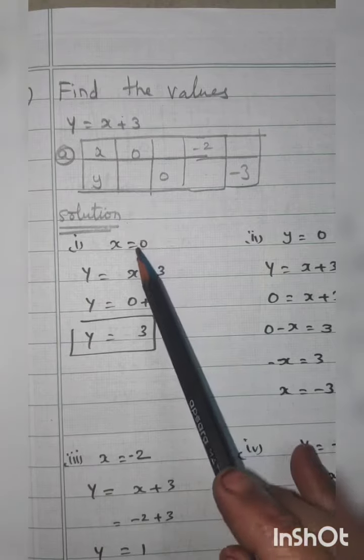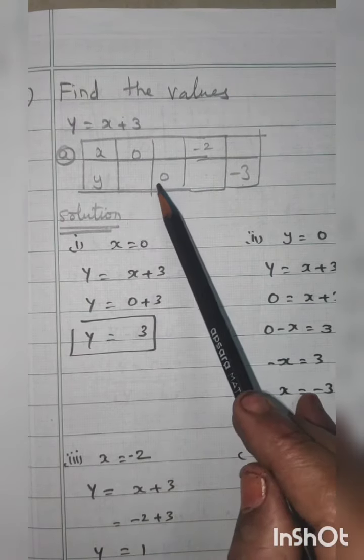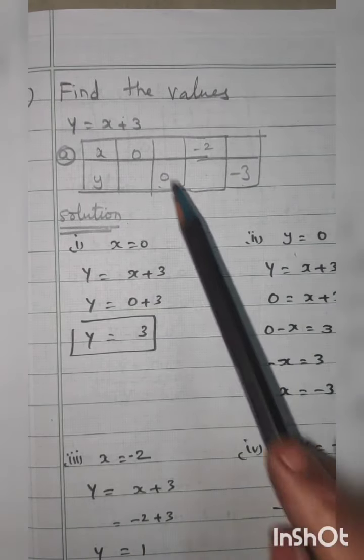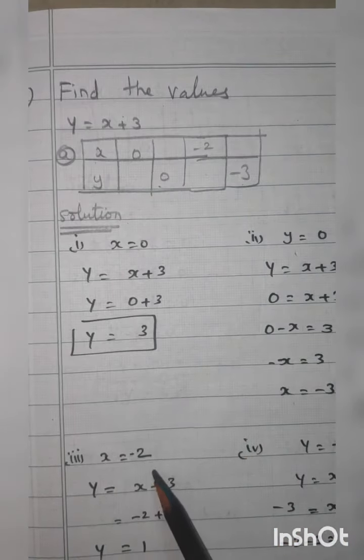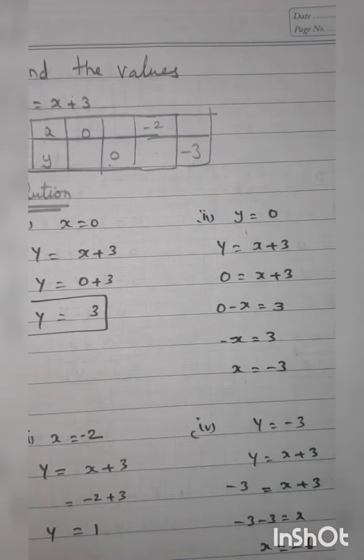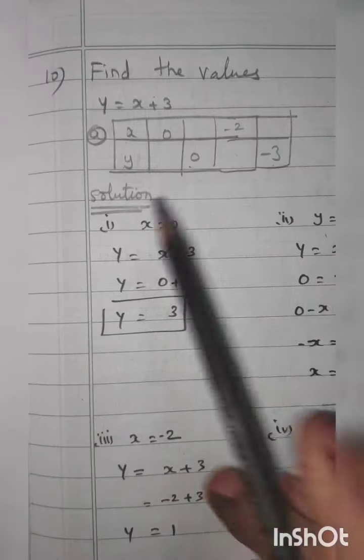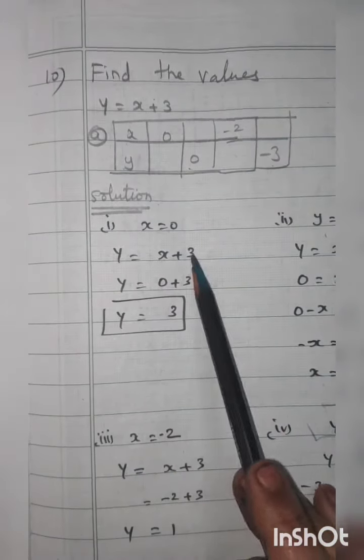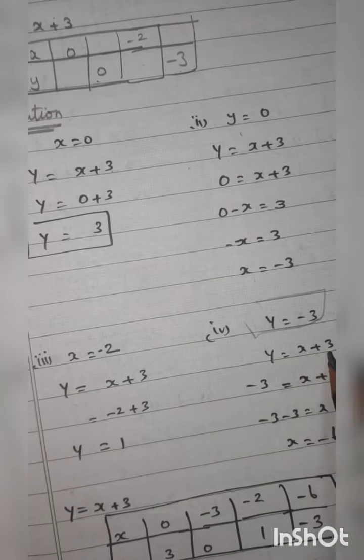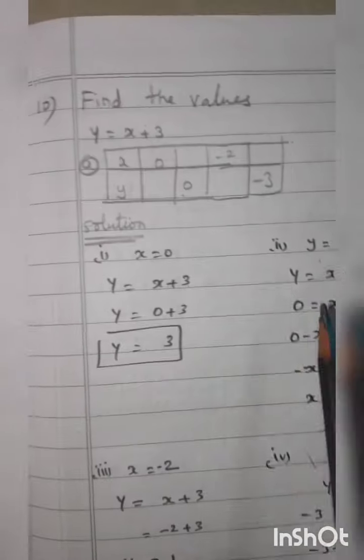First x value equal to 0. First question. Second question y equal to 0. Third question x equal to minus 2. Fourth one is y equal to minus 3. You want to write the sum first. Next step you write the equation: y equal to x plus 3. All the questions also you write.